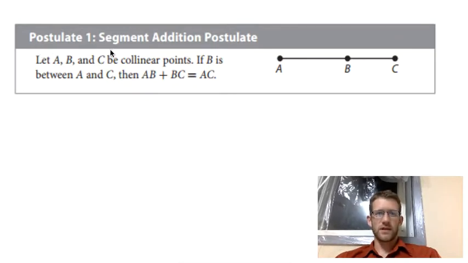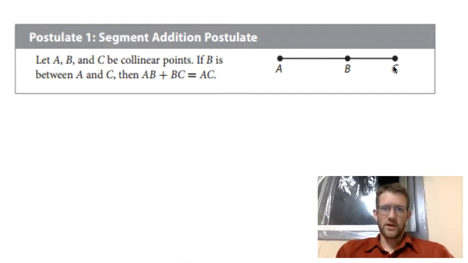So in this case, postulate 1 is the segment addition postulate. And our accepted fact here is, if you have A, B, and C as collinear points, right? Collinear meaning they're all on the same line. And point B is between A and C, then essentially you can say that segment AB plus segment BC is equal to AC.